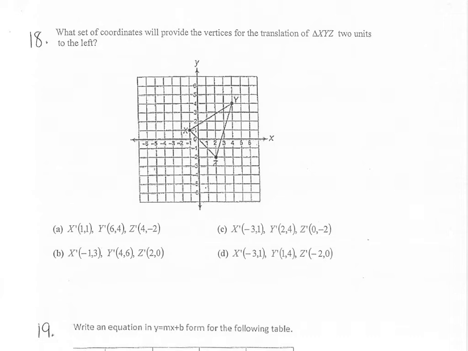Number 18, the set of coordinates will provide the vertices. What set of coordinates will provide the vertices for the translation of triangle XYZ 2 units to the left? So that means that I need to write down what, I can do this one of 2 ways. I can either write what my coordinates are for X, Y, and Z, or I literally could just go move 2 units to the left and know that Y prime now would be at 2, 4.